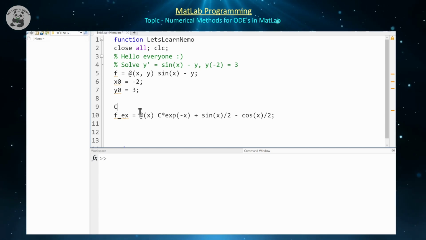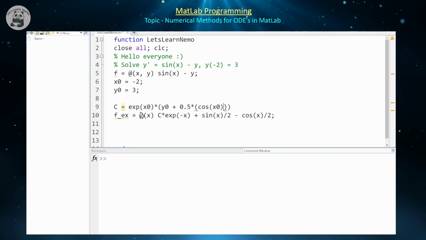For this constant c, for the particular solution that satisfies this particular initial condition, one can find that this is going to be equal to, generally speaking, e to the power of x0 times the quantity y0 plus 1/2 times the quantity cosine of x0 minus sine of x0. Right, so regardless of these x0 and y0 values, this is the general formula for that arbitrary constant c in that general equation for a particular initial condition. So that is going to be our exact solution that we're going to be comparing our numerical methods to.